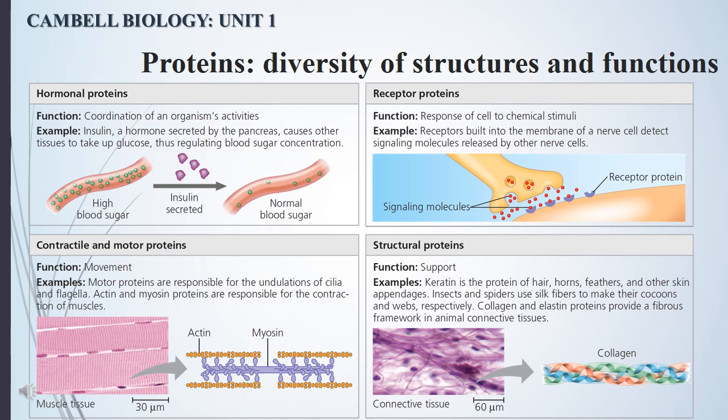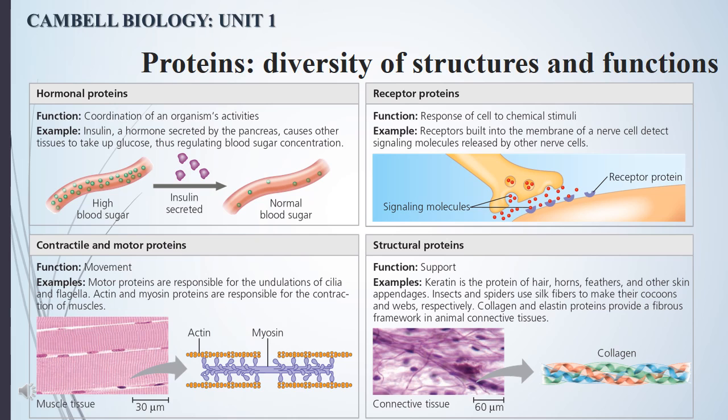Another function is hormonal proteins, which coordinate and orchestrate the organism's activity. An example is release of insulin in response to high blood sugar. Insulin, in turn, reduces the amount of sugar in the blood, bringing it down to its normal levels.